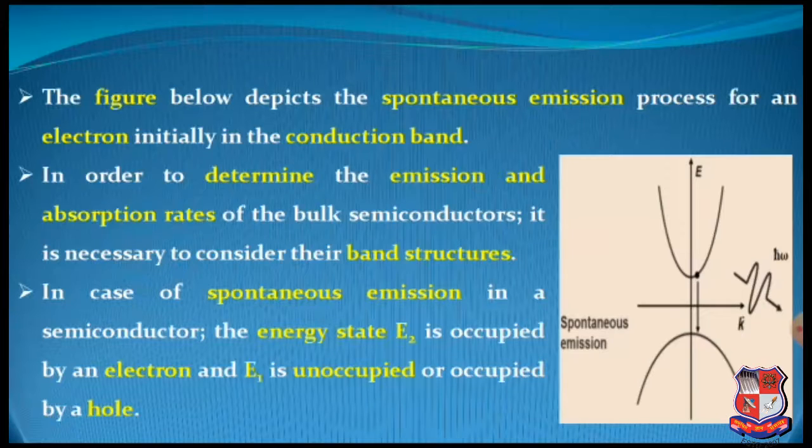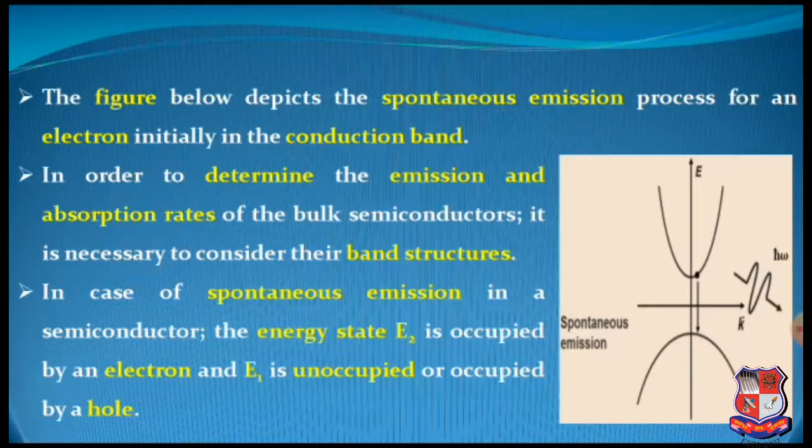In order to determine the emission and absorption rate of bulk semiconductors, till now we have considered the absorption and emission mechanisms that take place inside the semiconductor. Now suppose I have a semiconductor material like silicon or germanium, but how can I identify that this particular material is emitting electrons at this particular rate, or absorbing electrons at this particular rate? So in order to determine the emission and absorption rates, it is very necessary to consider their band structures.